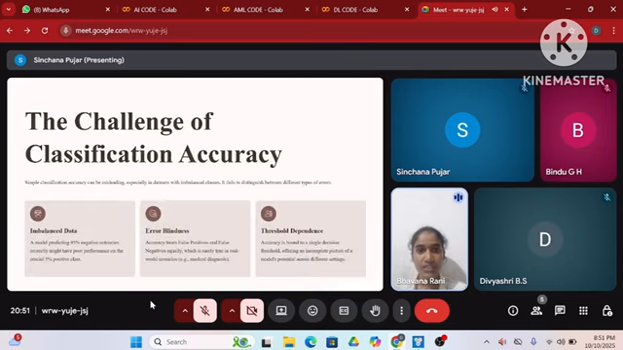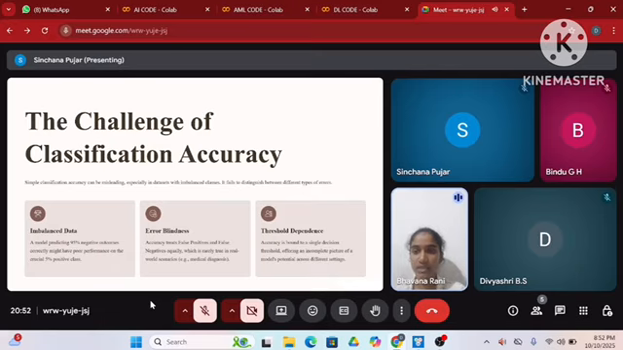The challenge of classification accuracy. Simple classification accuracy can be misleading, especially in data sets with imbalanced classes. It fails to distinguish different types of errors: imbalanced data, error blindness, and threshold dependence. In imbalanced data, a model predicting 95% negative outcomes correctly might have poor performance on the crucial 5% positive class.